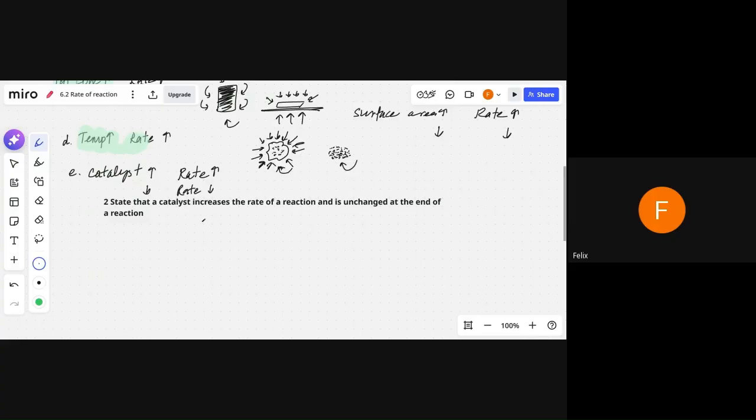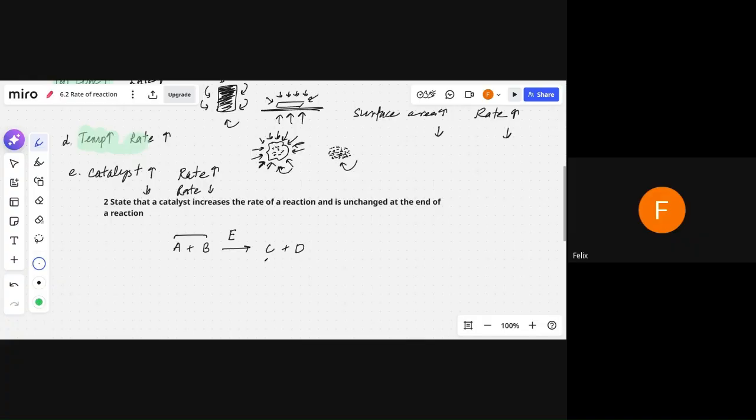And one thing, this remarkable property of a catalyst is that it remains unchanged. For example, if a reaction is taking place and the reaction is A plus B, and it is producing C and D, right? And the catalyst that we are using is, let's say, E. So at the start of the reaction, let's say we are adding this catalyst E to these reactants.